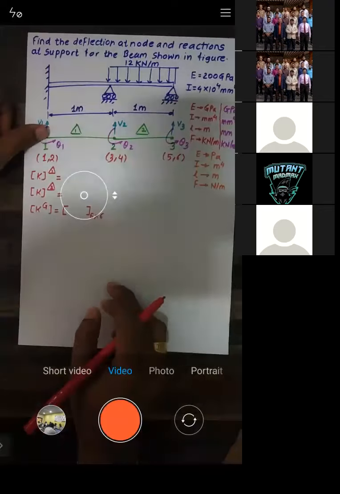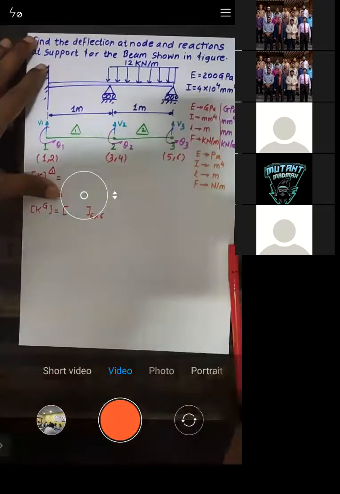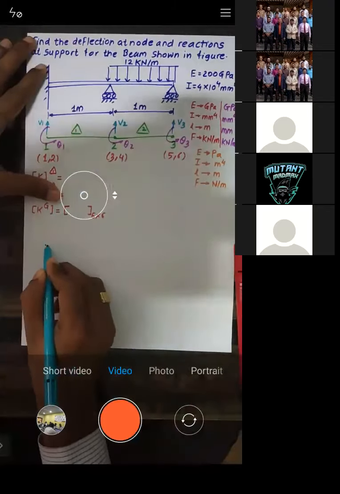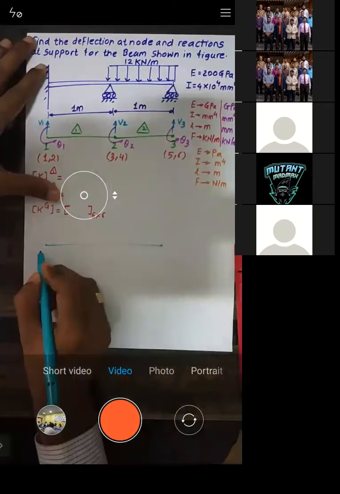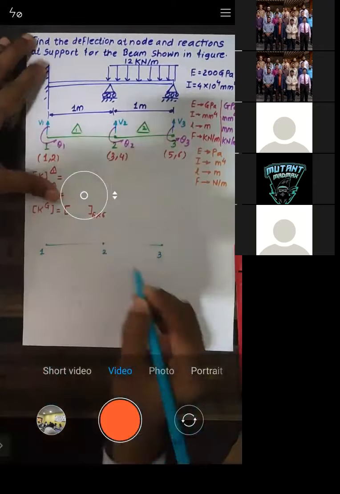Try to understand, I'm just trying to simplify it. This is a uniformly distributed load. Now I'm supposed to convert it into point loads. So I'll just draw the same diagram here: node number 1, node number 2, and node number 3.